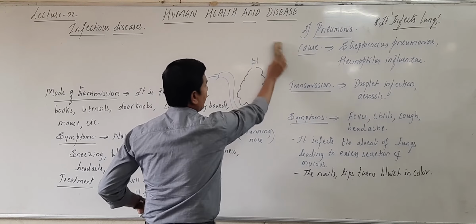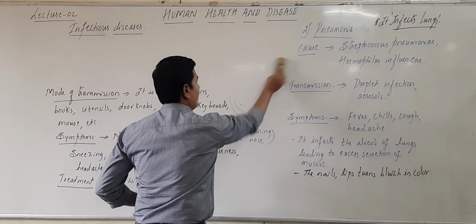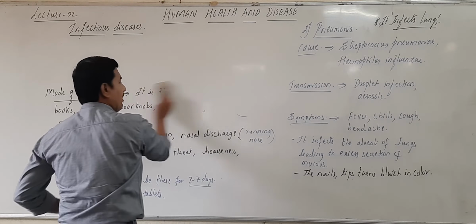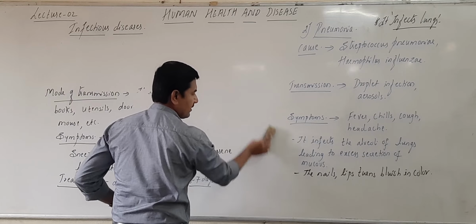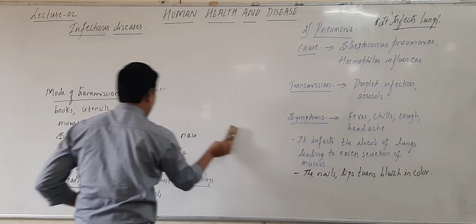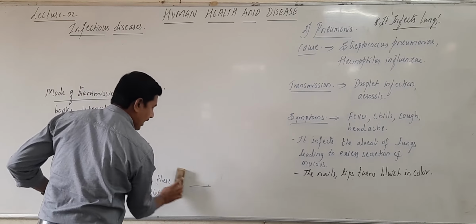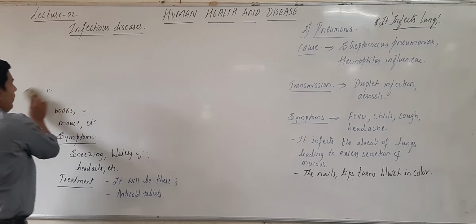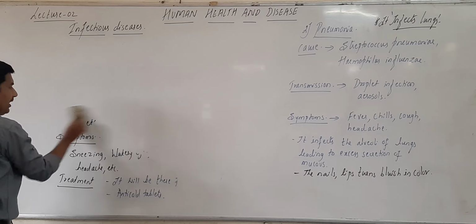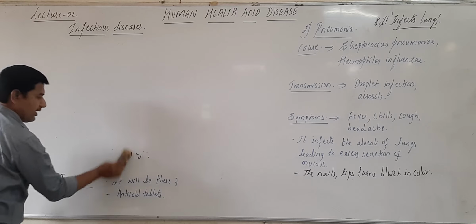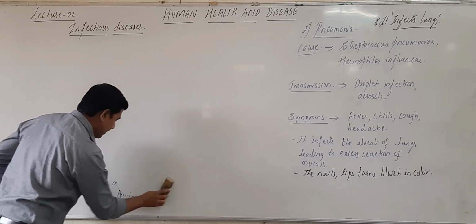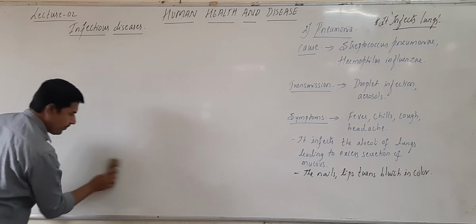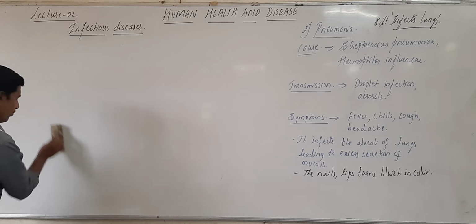So got the difference between pneumonia and common cold? Common cold infects the upper respiratory tract and pneumonia infects the lower respiratory tract, and that lower respiratory tract we call the lungs. Mainly it infects the alveoli of the lungs, blocking the air passage and leading to a disease, pneumonia.